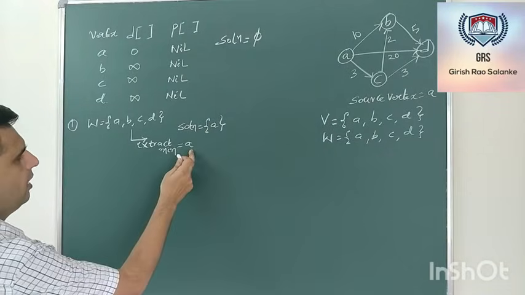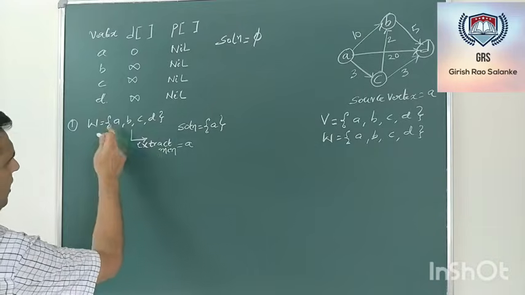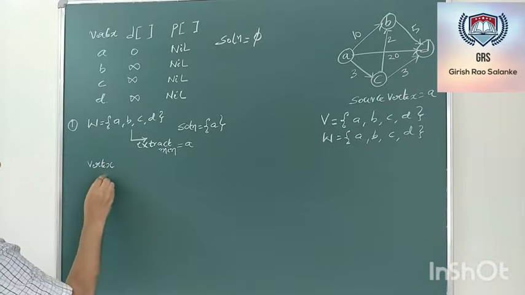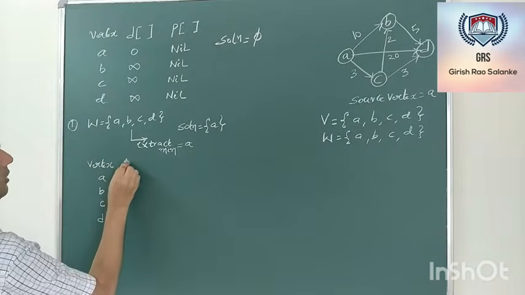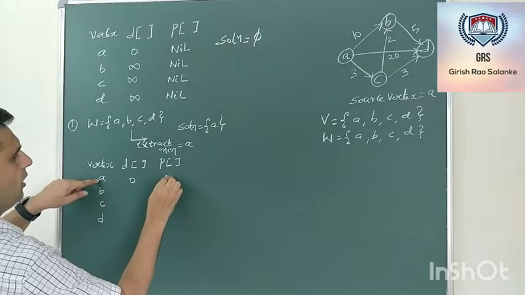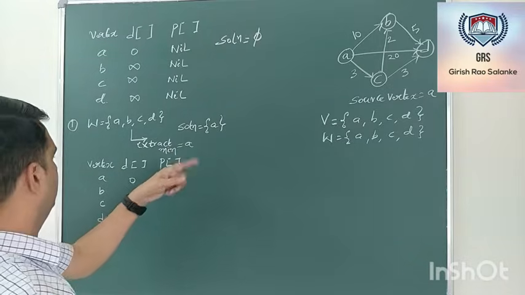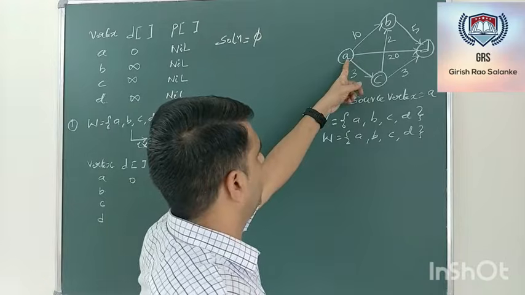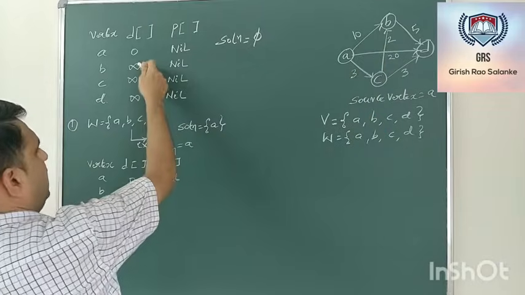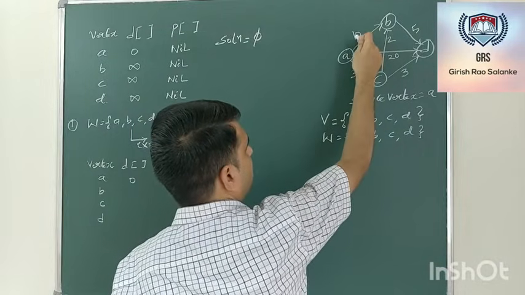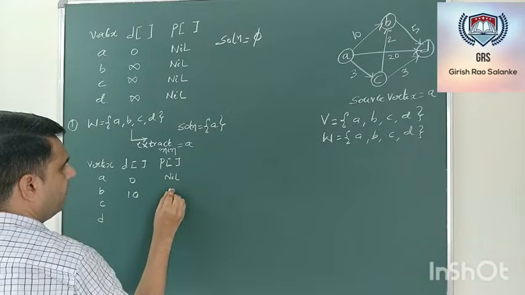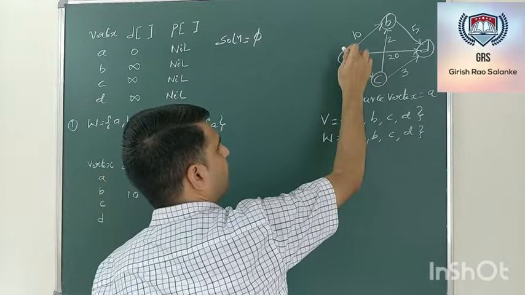Now, after extracting min from W, I need to update the distance. For vertices A, B, C, D, the distance of A to A is 0 and its parent is nil. After extracting A, I'll try to find whether there is a path from A to other vertices. In the previous iteration it was infinity. Now A to B there is a distance of 10. Is 10 less than infinity? Yes. So this gets updated to 10, and the parent of B is A, because I have selected a path from A.